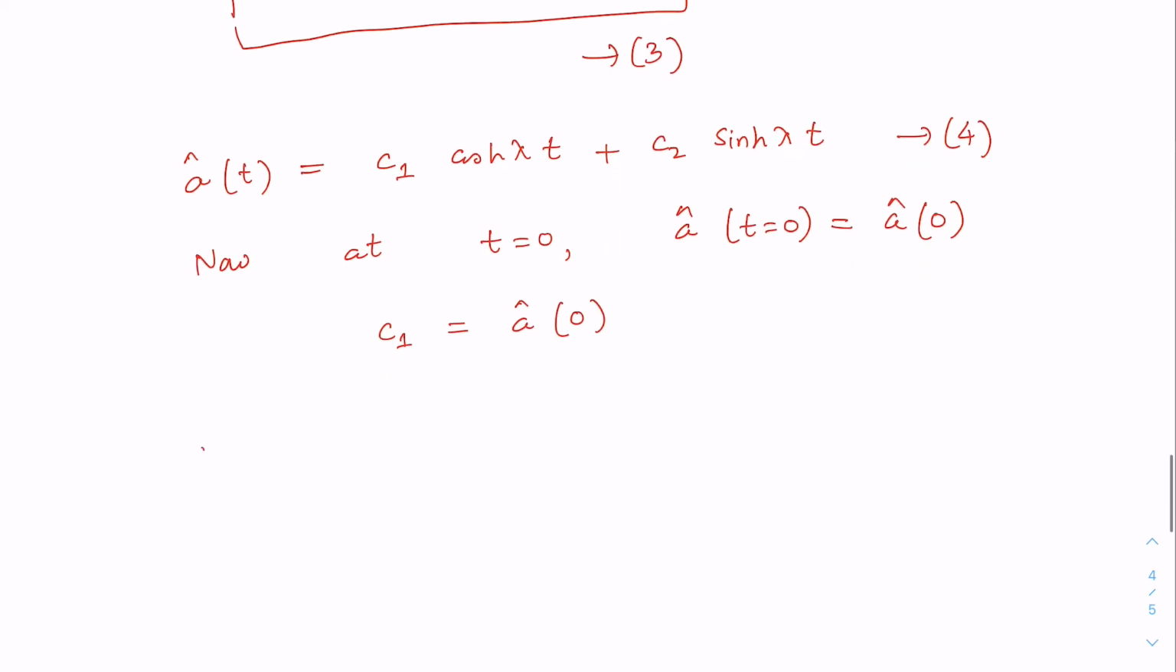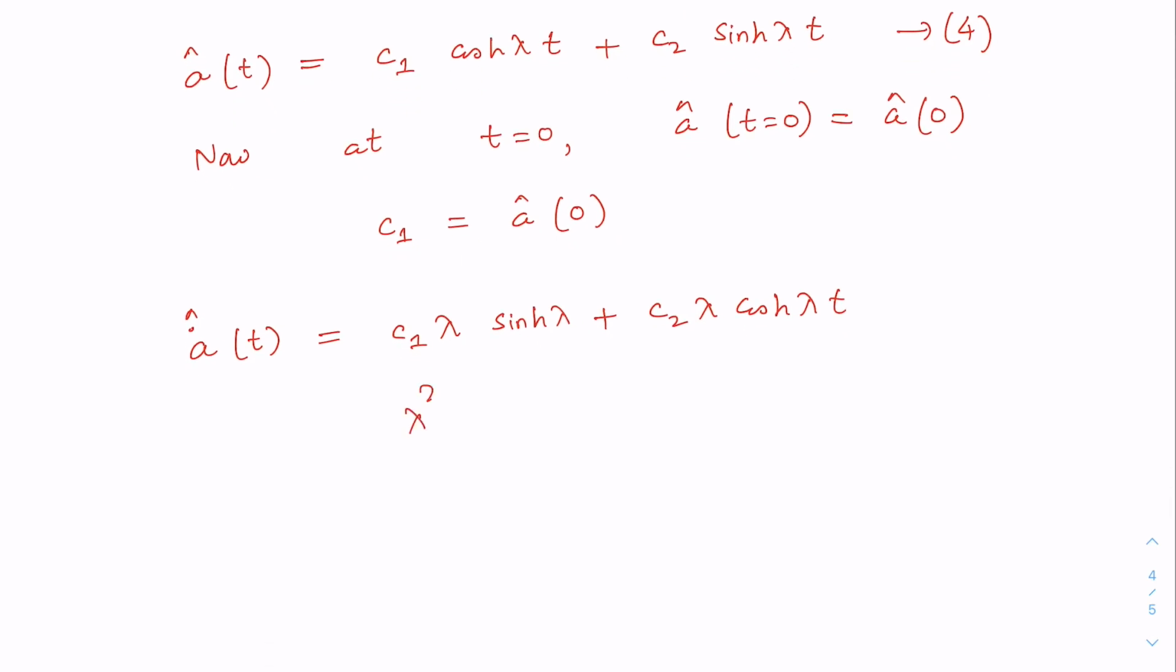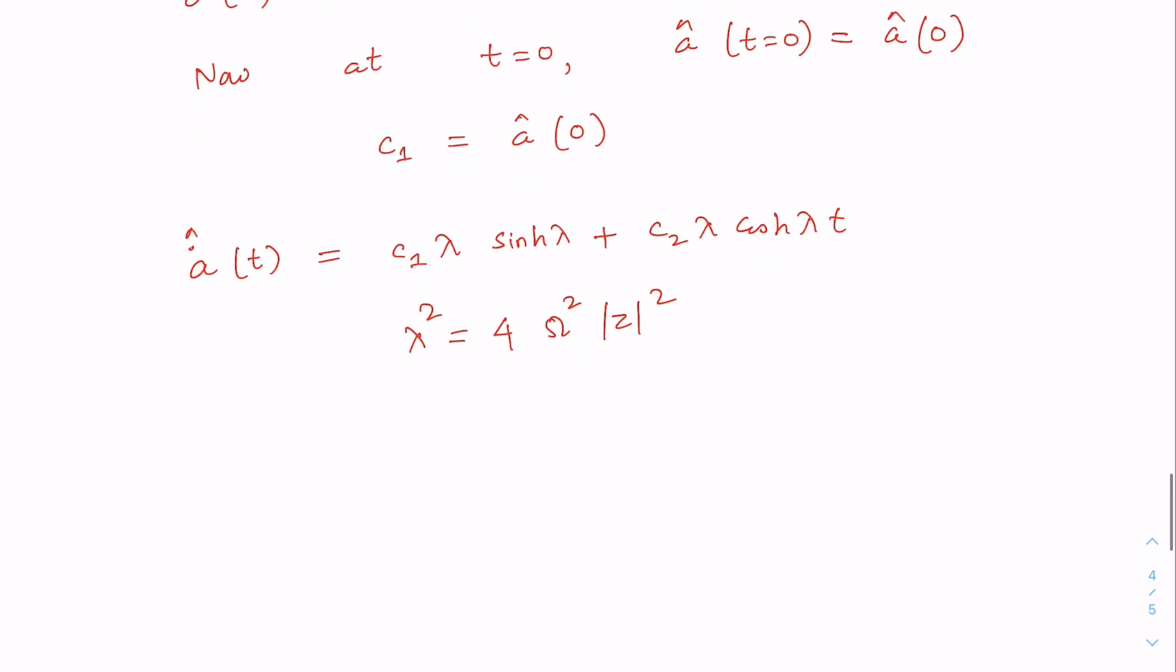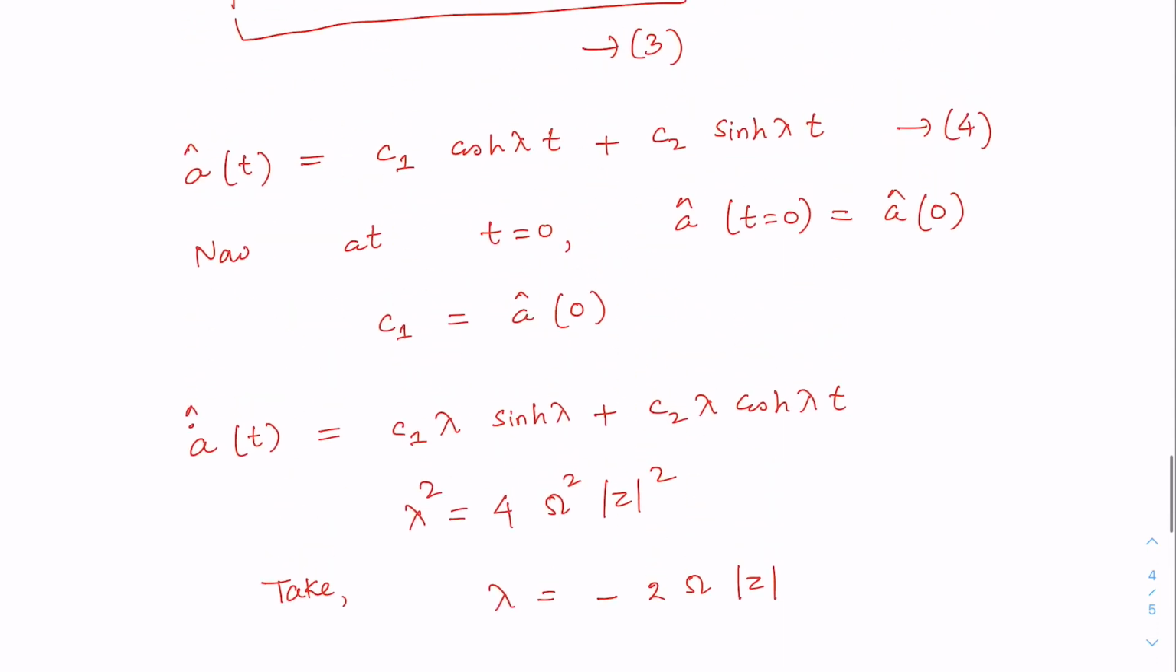On the other hand, let me just work it out. If you take the time derivative of equation 4, you will get c1 λ sinh(λt) plus c2 λ cosh(λt). And because λ² is equal to 4ω²|z|², let us take λ equal to minus 2ω|z|, and this minus sign is taken rather than the plus sign so that we can reproduce equation number 1.